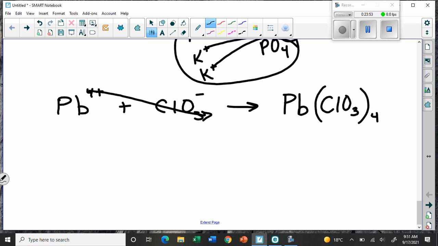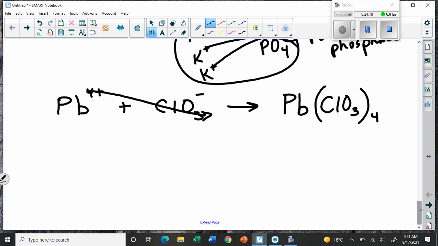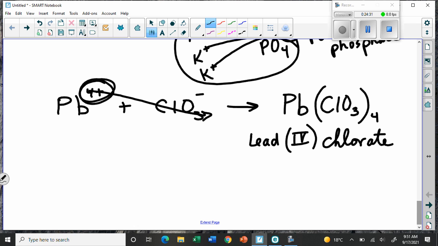Okay? Oh, we forgot to write the names. So this one would be called potassium phosphate. You don't have to change anything in the name, just phosphate. And this one would be called, now be careful on this one, because lead's a multivalent metal. You can't call it lead chlorate. It's got to be lead 4 chlorate, right? Because we've got to remember all the rules we've learned already. So this has to be called lead 4 because of the 4 that was right up there. Lead 4 chlorate.